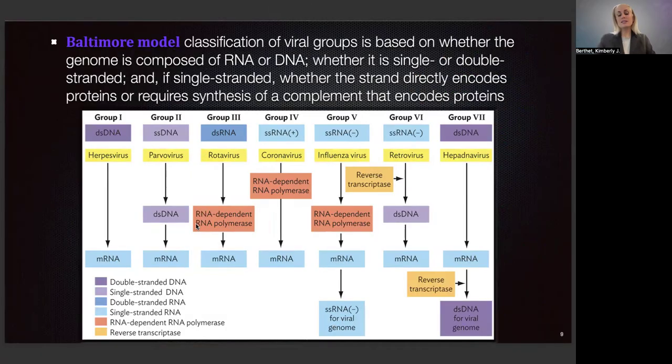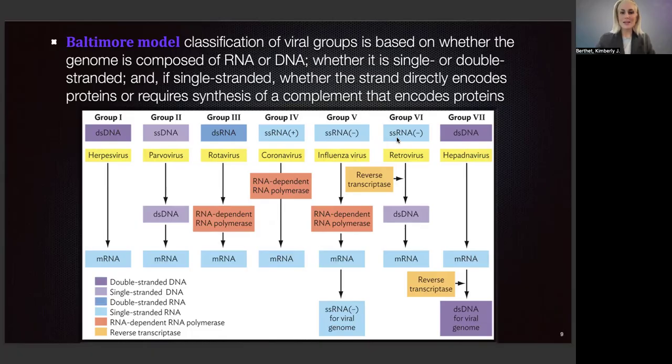Okay. What we see here is called the Baltimore model. This is how we classify viruses, and it's based off of the physiology of the virus and the components. So these groups that we see here, DNA, DNA, RNA, RNA, are showing us what the genetic material is, whether it's DNA or RNA. Not only that, it's whether it's double-stranded, DS for double-stranded, or SS, single-stranded, as we see here.